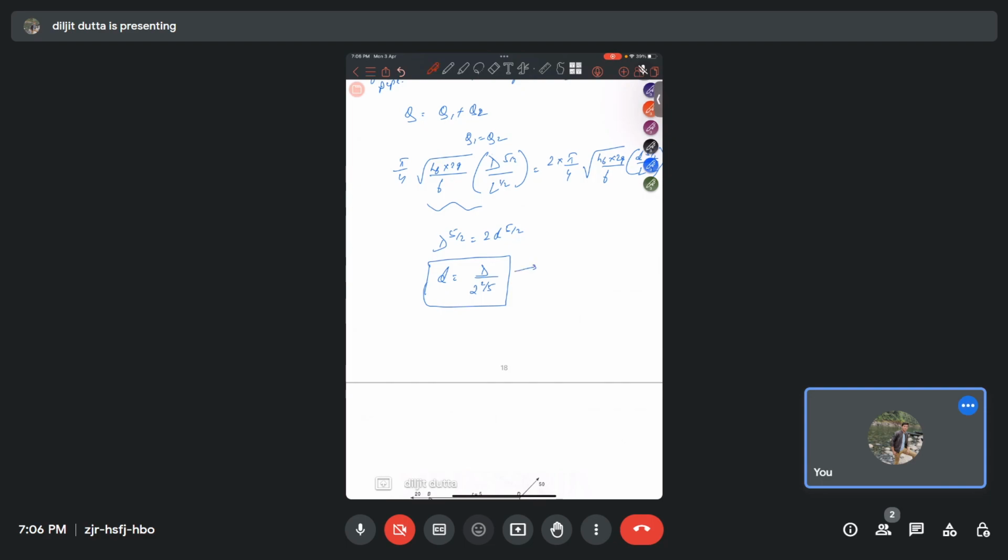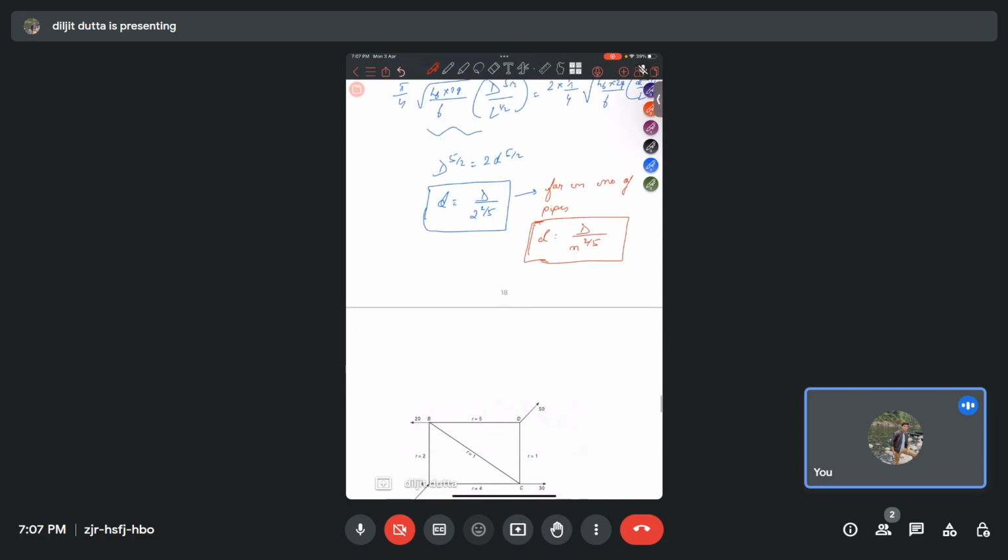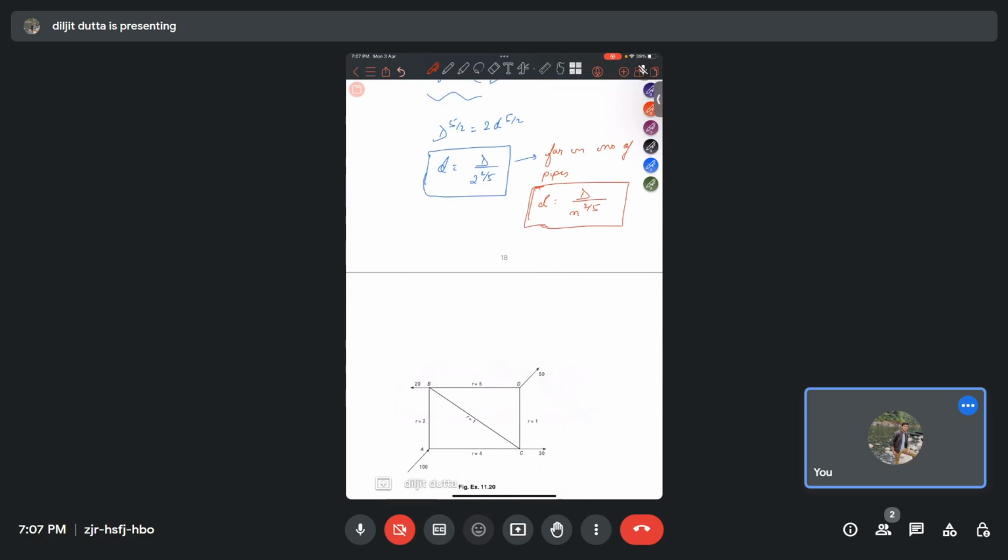For n number of pipes, we have small d is equal to D by n to the power of 2 by 5. Okay, so this was one question.